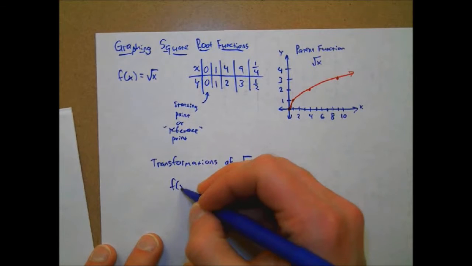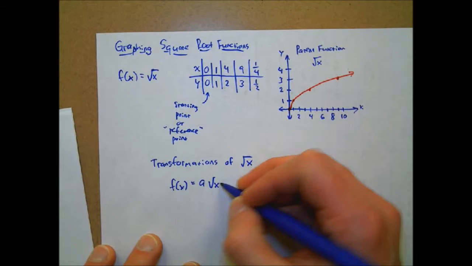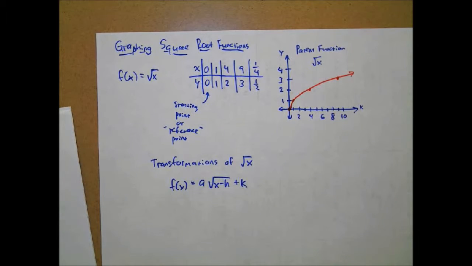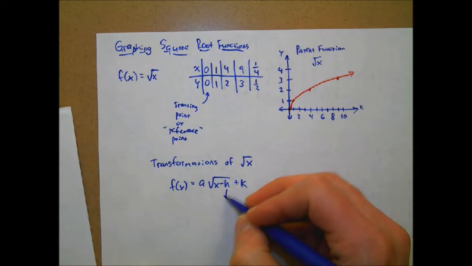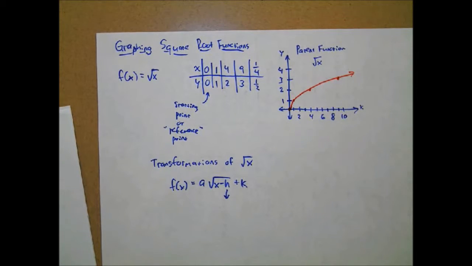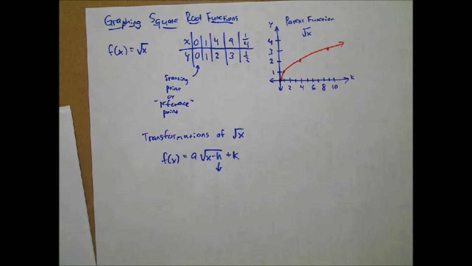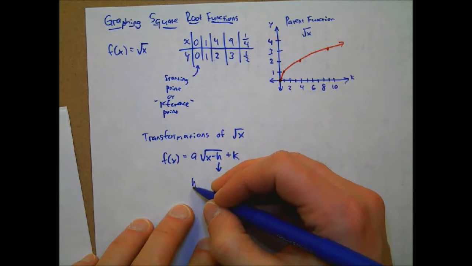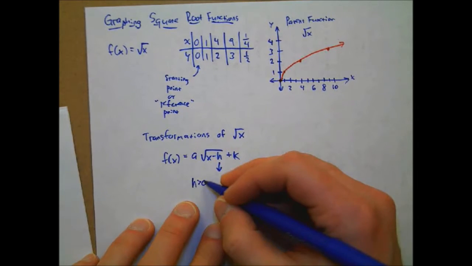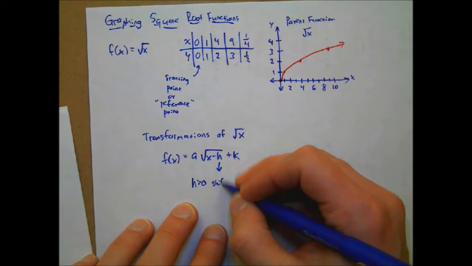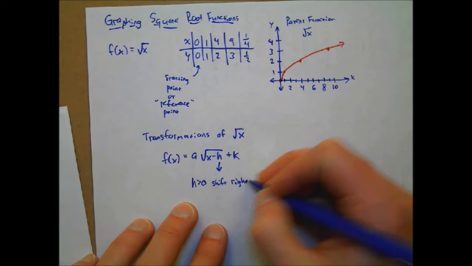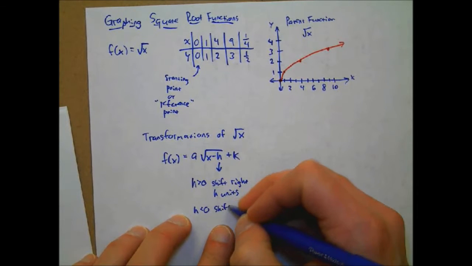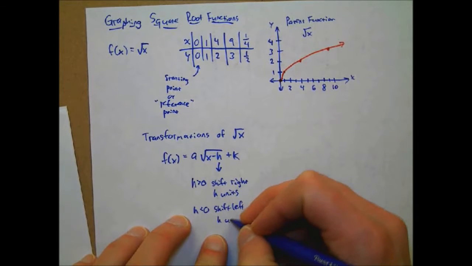f of x equals a square root of x minus h plus k. Let's do the h first here. What is that minus h going to do to our function? Move it left or right. Exactly right. So if h is positive, we're going to shift right h units. If h is negative, shift left h units.